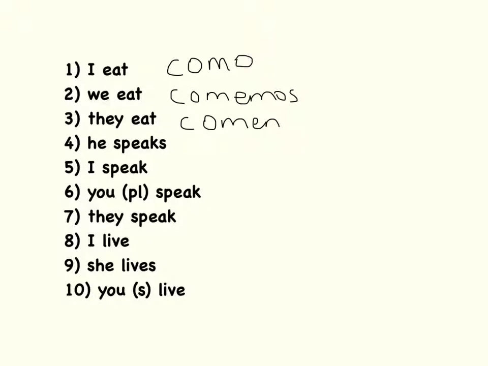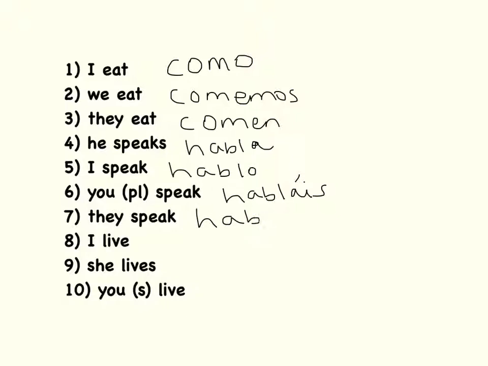Now we've got a slightly different verb, speak. To speak is hablar, so our stem is habl, and he speaks, third one down the list, habla. I speak, hablo, and you plural speak, habláis. Be careful, obviously there is a you singular, that's the tú form. They speak, hablan. Now, to live is vivir, so I live, viv is our stem, vivo. She lives, vive, and you singular live, vives.